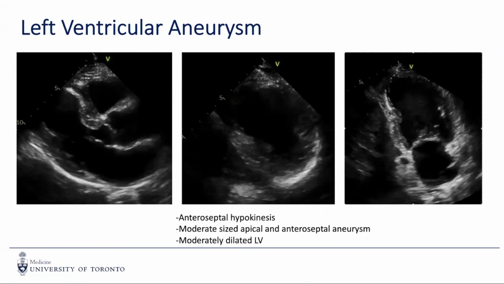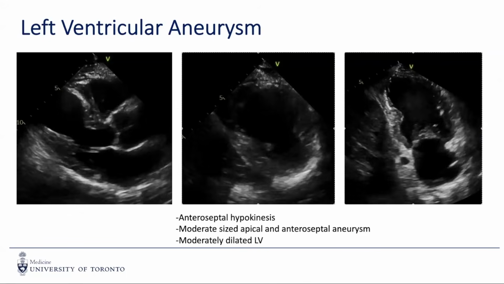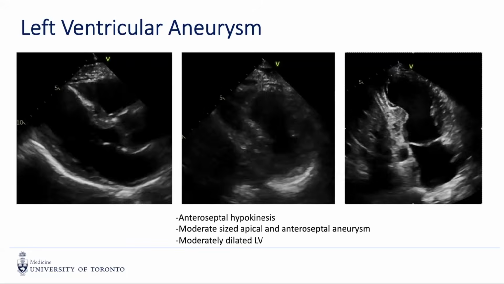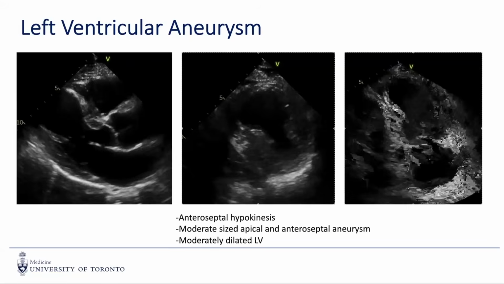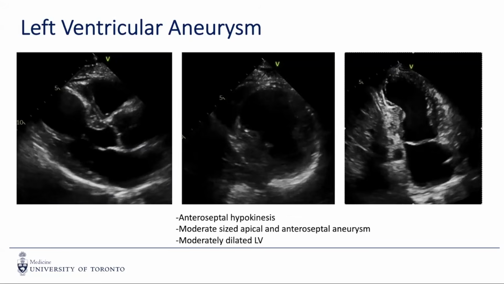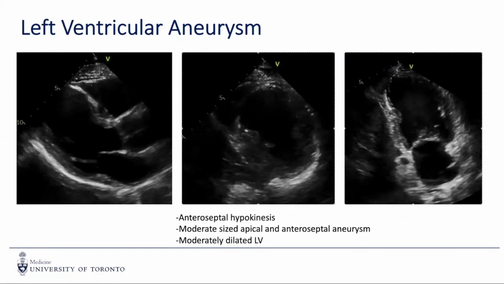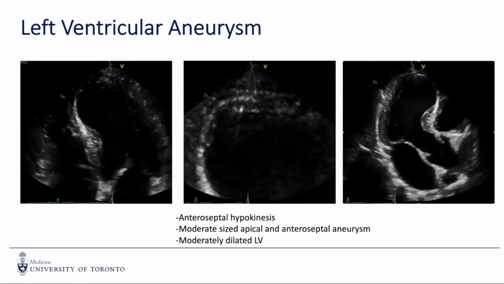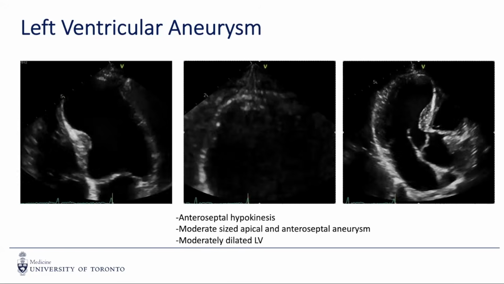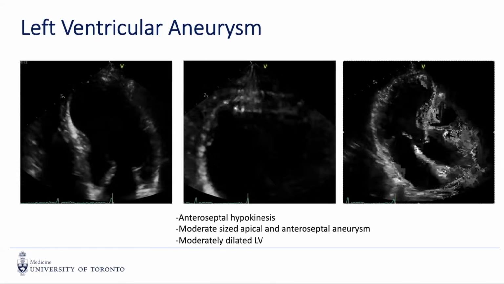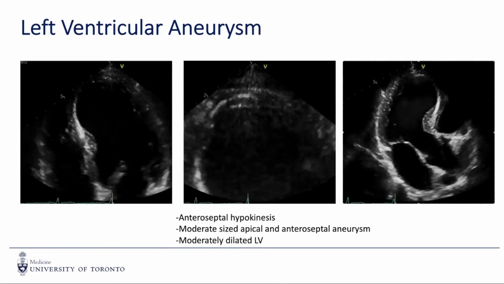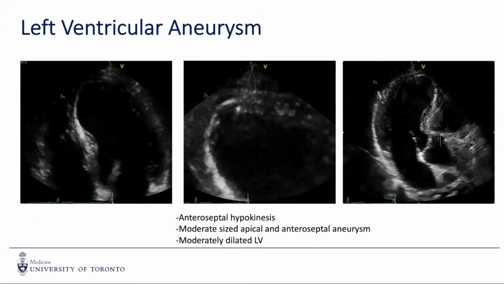Some more examples of an LV aneurysm. You can appreciate on all views that there's this almost like an apical anteroseptal aneurysm that's bulging, not really moving in systole and diastole. And you can appreciate that the LV appears to be quite dilated as well. With a zoomed in view, you're able to better identify whether or not there could be LV thrombi there, just because of the high incidence of LV thrombi in the context of an LV aneurysm. And you're able to get a better view of the aneurysm in general.